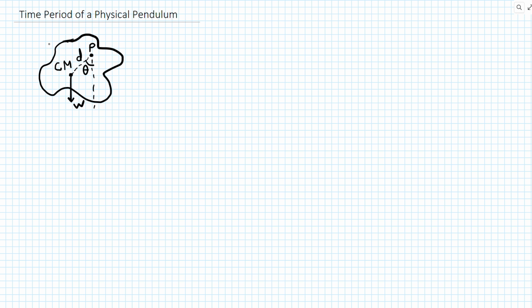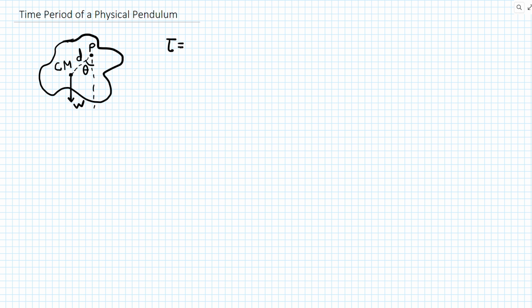Today's video, we're going to find the formula for the time period of a physical pendulum. So let's say there's a body that is rotating around a pivot point P, and it has its center of mass at the point Cm. So we can make a free body diagram here, and weight is the only force that's acting on it. And because of this weight, there's going to be a restoring torque.